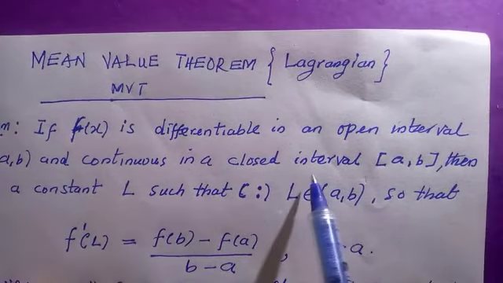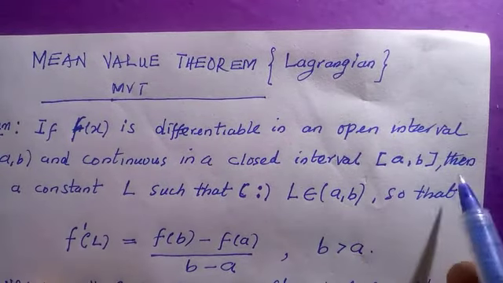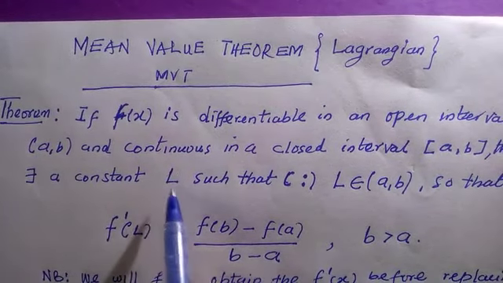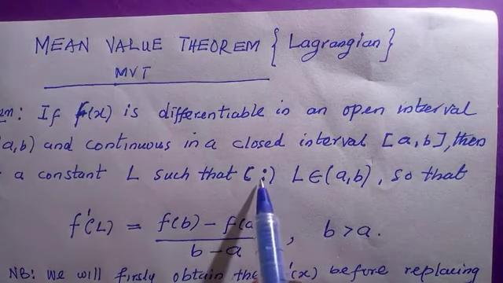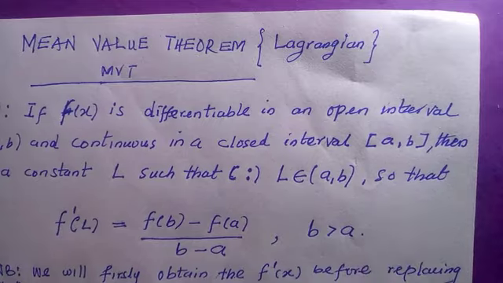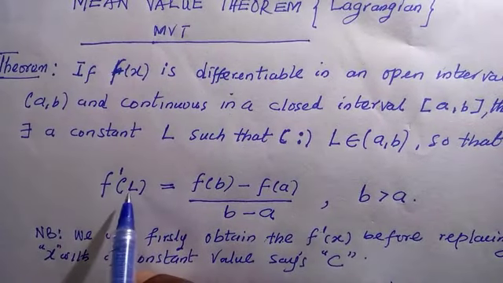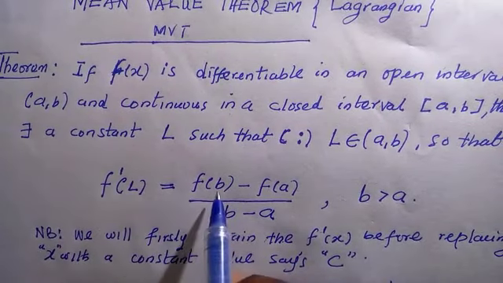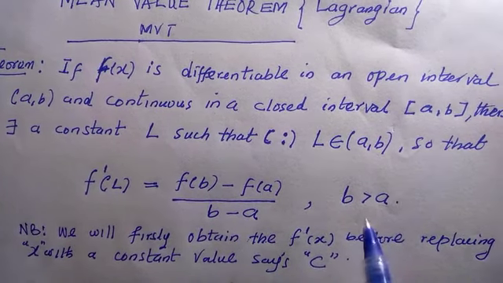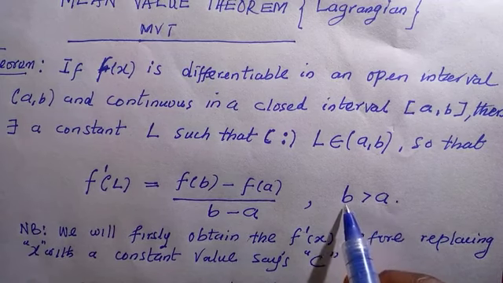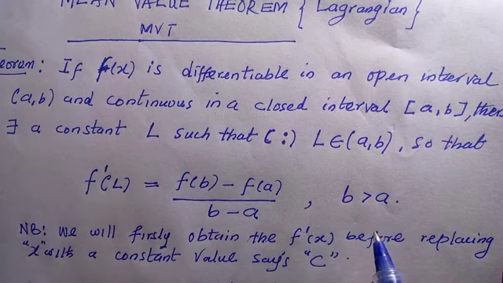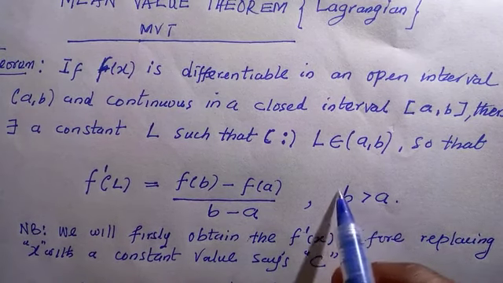questions. Suppose we are given that f of x is differentiable in an open interval a comma b and continuous in a closed interval a comma b, then we are going to have a constant value l such that l is a member of a comma b. So that we have this particular formula, which is f prime of l equals f of b minus f of a divided by b minus a. But we must know that the value of b here must always be greater than a. So if you are given that interval, the value of b must always be greater than a.